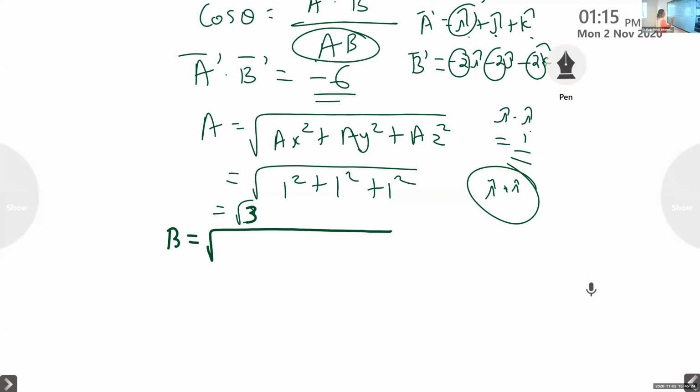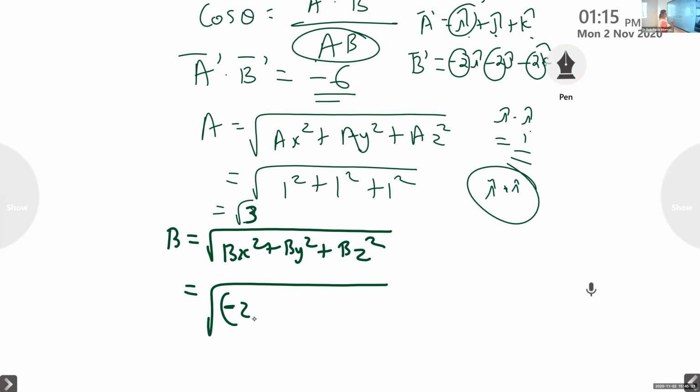Okay. So magnitude of B again, Bx squared plus By squared plus Bz squared. So we only have to write the constant because we know what is the answer of the other. So minus 2 squared plus minus 2 squared, minus 2 into minus 2, everything becomes positive. So what do we get, children? Square root of, tell me.